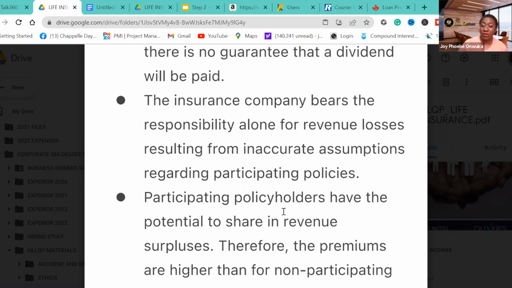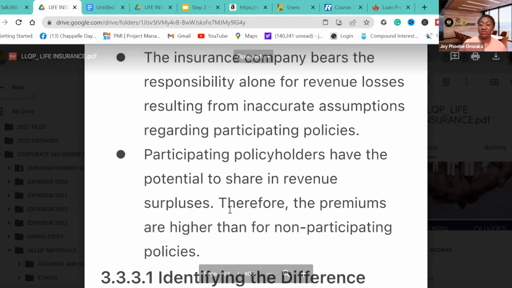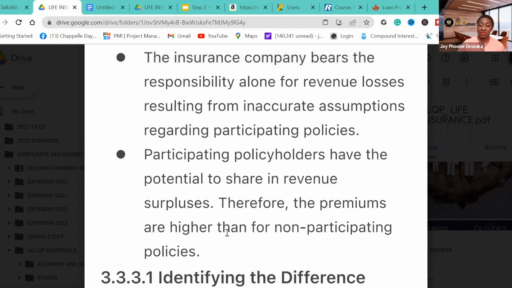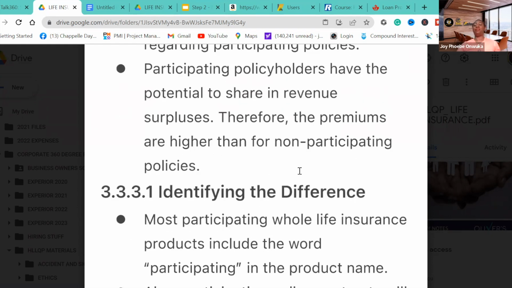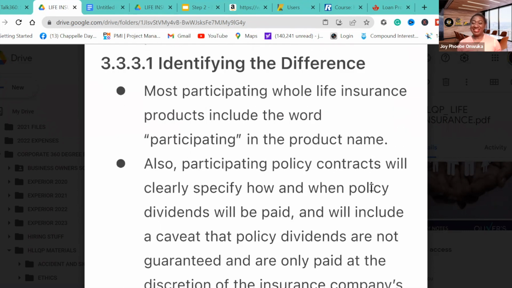So participating policyholders have the potential to share in revenue surpluses. Therefore, the premiums are higher than non-participating policies. Now you see the catch. Because participating policies take part in sharing the dividends, their premiums are typically higher than non-participating whole life policies. All right, so what are the differences?